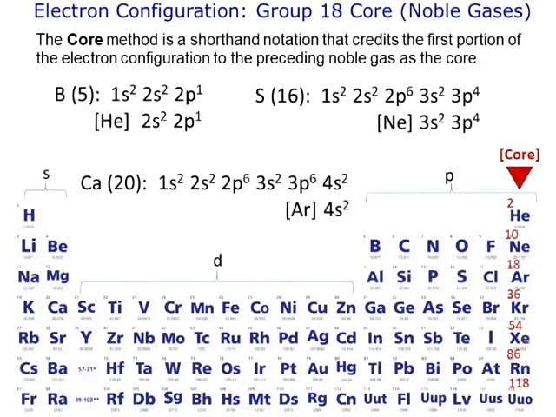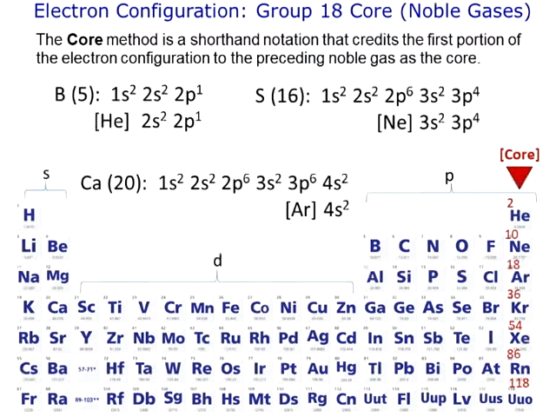Boron has 5 electrons. We know that because of its atomic number. We write the electron configuration as 1s2, 2s2, 2p1. If we look at where boron is located on the periodic table, we see that it comes after the helium core. So we can abbreviate all the electrons up to and including helium as helium. So we would write helium, and then we would continue to write the remaining notations as 2s2, 2p1.